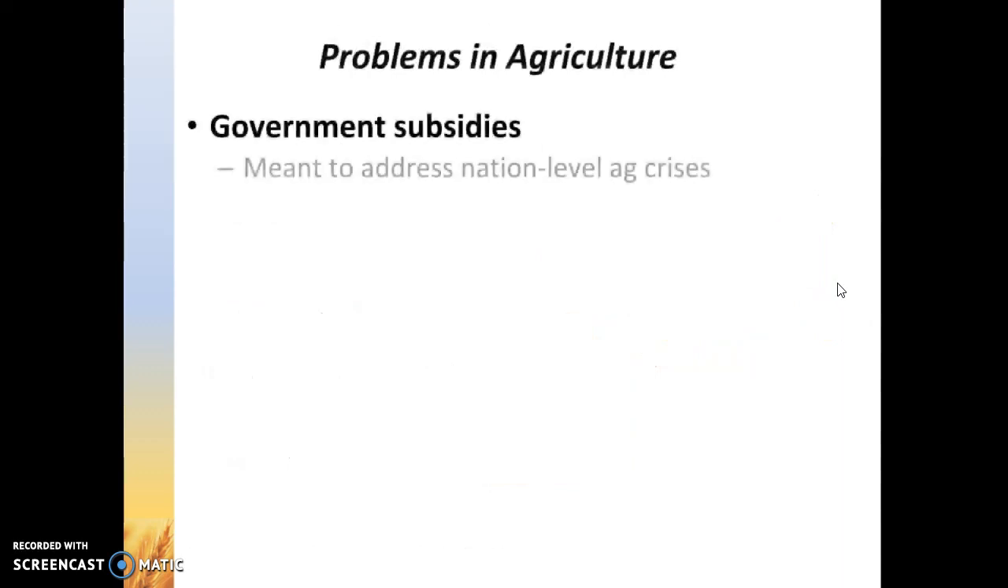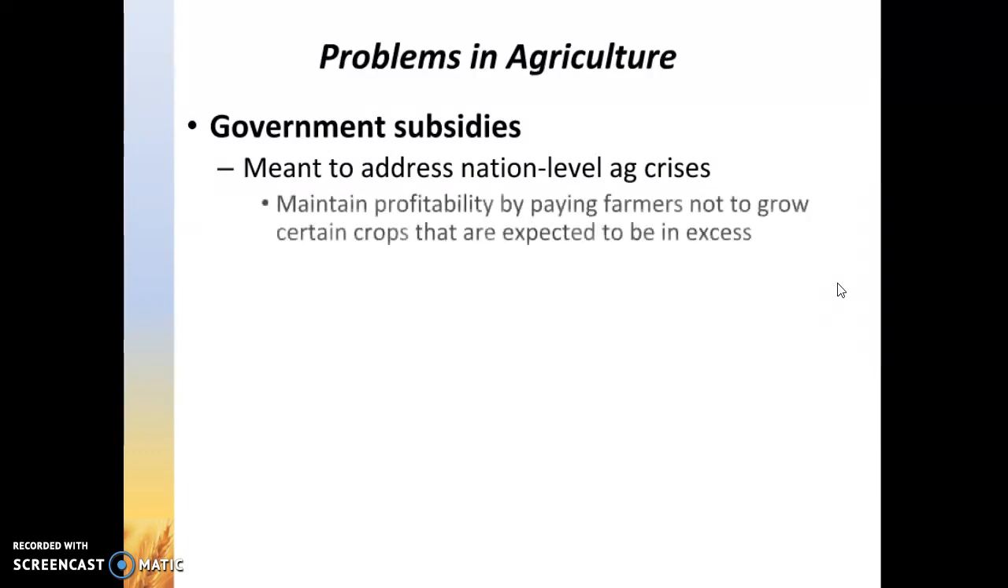Other problems in agriculture actually are government subsidies can sometimes cause problems. They're meant to help farmers and they're meant to address national level agricultural crises. So, for example, the whole goal of a farm subsidy is to maintain the profitability of farming, to make sure that farmers don't go out of business.